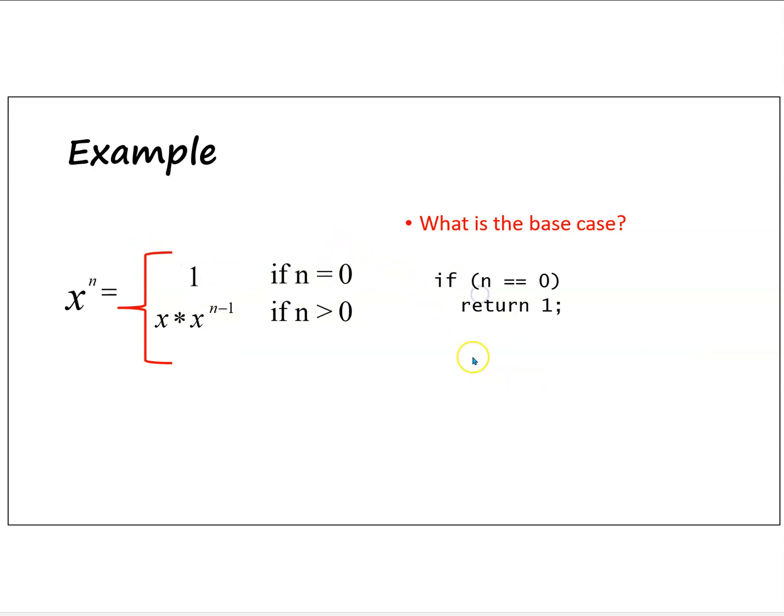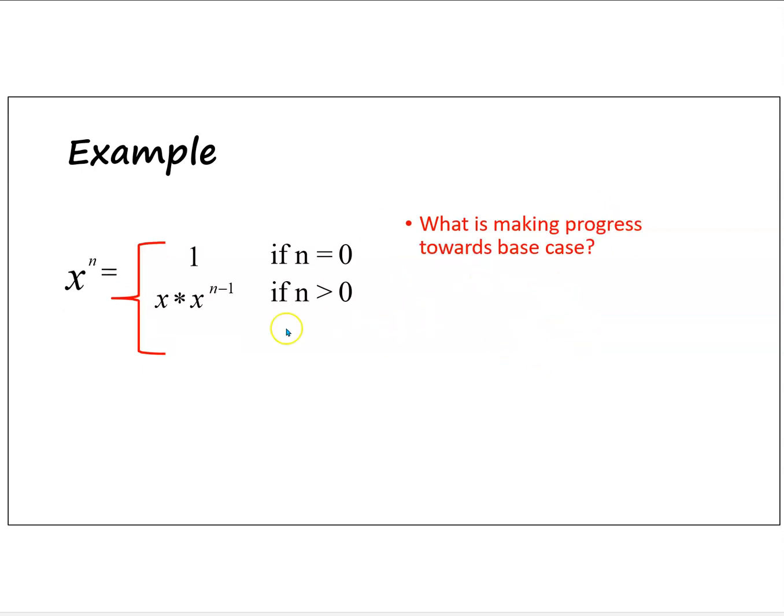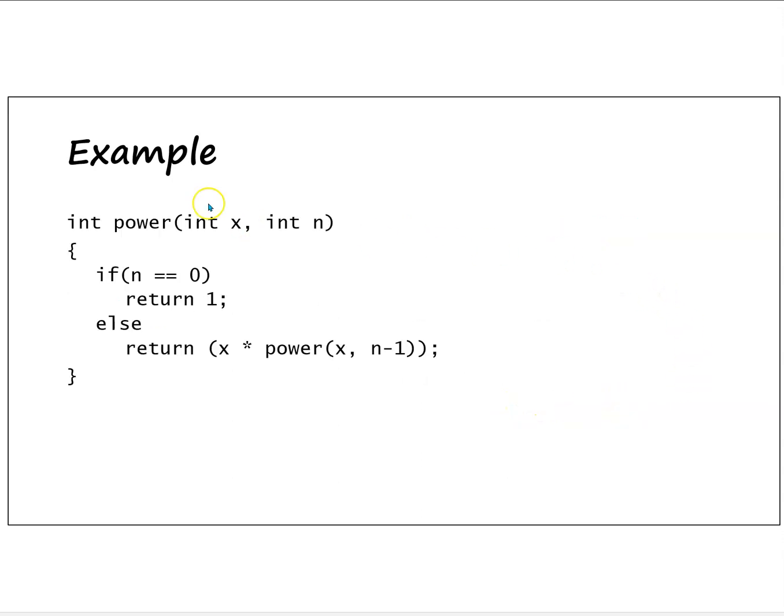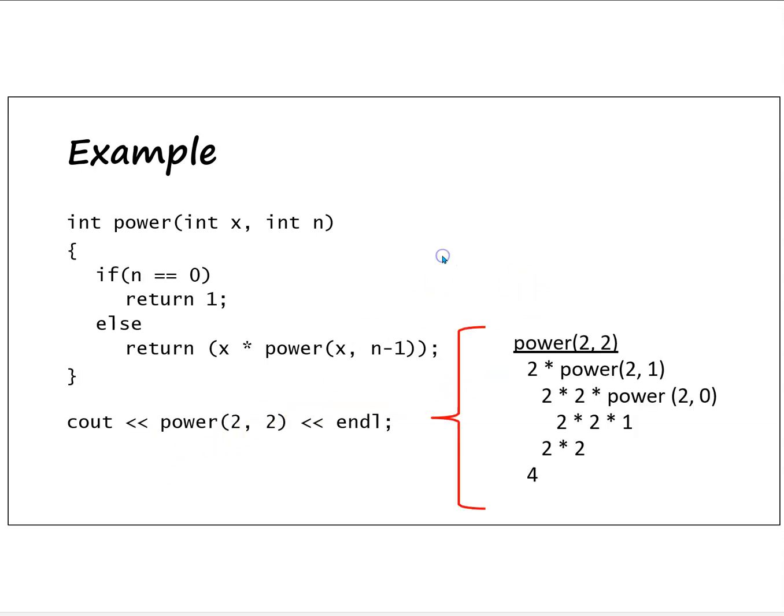What does this look like in code? If n equals 0, return 1. So what is making progress? X times power of x and n minus 1. And what does this look like in code? If n is greater than 0, return x times power of x and n minus 1. So here's the full function. If we call it with power of 2 comma 2, we'll call it with 2 times power of 2 comma 1, which is 2 times power of 2 comma 0, which is 1. So we get 2, which feeds back in, and we get back 4 as our final answer.